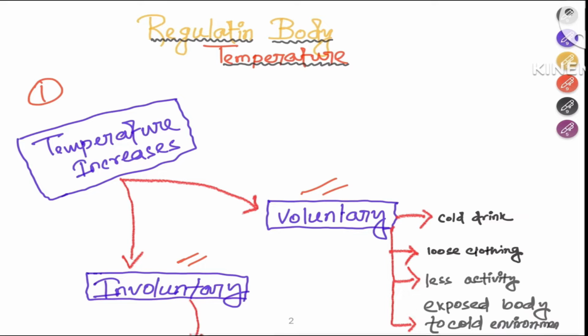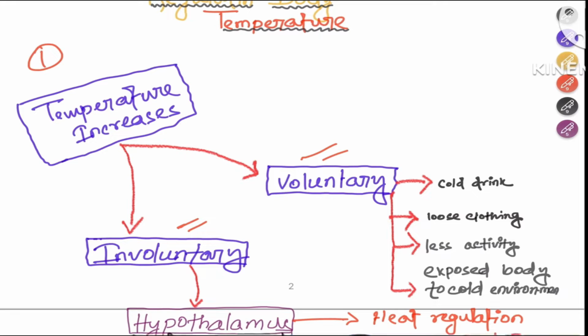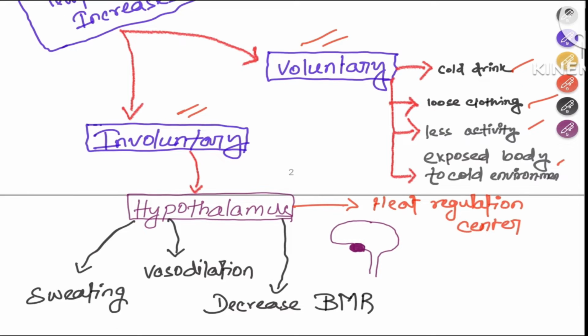Voluntary means what we ourselves are doing. That includes, whenever temperature is increasing, we will drink cold drinks. We will wear thin clothes, and we will do less activity. Whenever activity is less, less heat will be produced, and we expose the body to a cold environment. We will sit in a cold environment to reduce our body temperature. Those are all voluntary; we do them ourselves. Involuntary means that it happens automatically. We don't have to do anything.